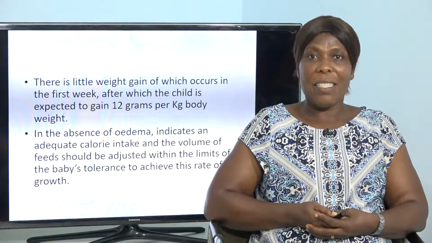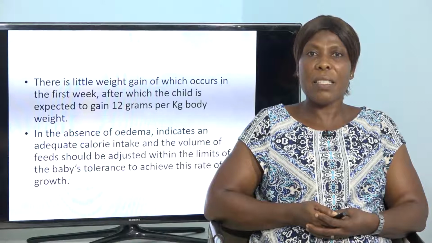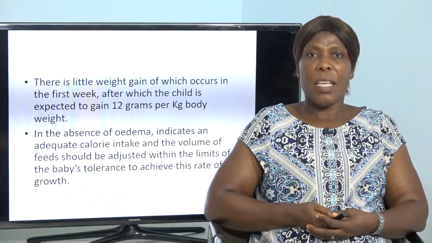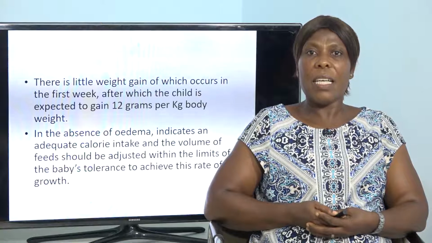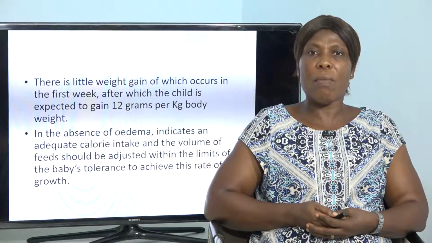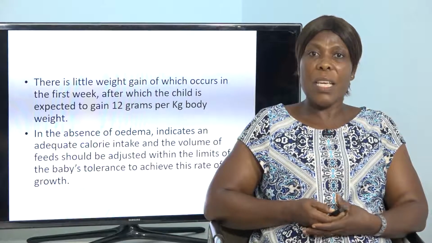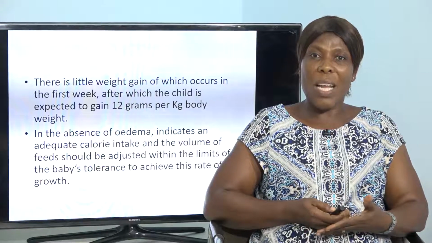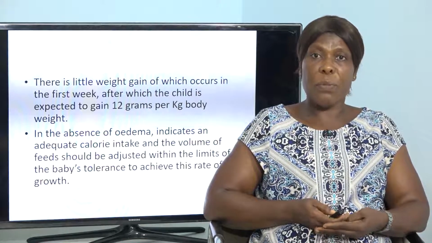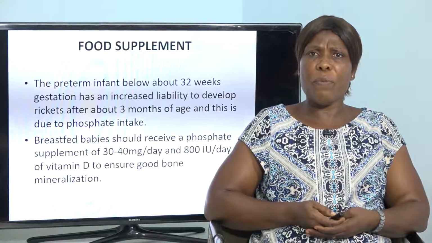There is little weight gain in the first week, after which the child is expected to gain 12 grams per body weight. In the absence of edema, this indicates an adequate calorie intake, and the volume of feeds should be adjusted within the limits of what the baby tolerates. So when the baby is not having edema, it means that the baby is gaining the right weight, and we should adjust the feed so that it suits the baby's rate of taking in the food, and then we maintain the growth rate. There is also need for us to give food supplements.